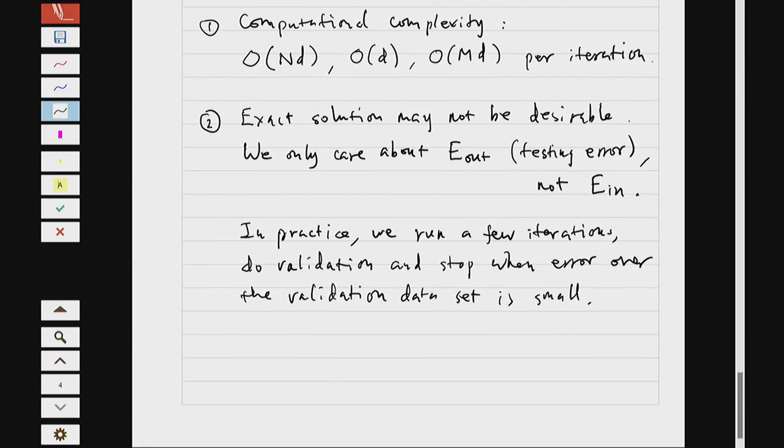And if you do this, the following will be what you tend to observe. This is t, the iteration, and the y-axis is the error. If you look at E in, this is convex, right? So E in keeps going down, not to 0, but until some minimum point, and then it becomes flat. This is E in. It converges to the lowest point possible.